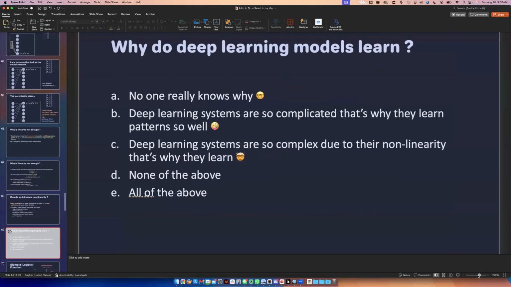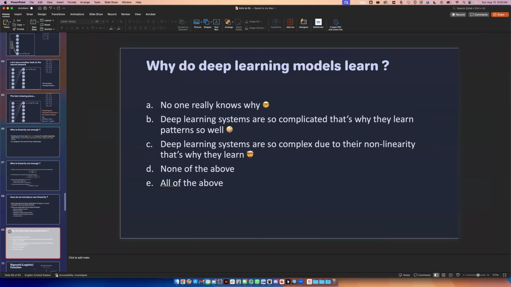So, why do deep learning models learn? No one really knows why. Deep learning systems are so complicated, that's why they learn patterns so well. And then deep learning systems are so complex due to their non-linearity, that's why they learn. Or none of this is true, or all of this is true. What do you guys think?